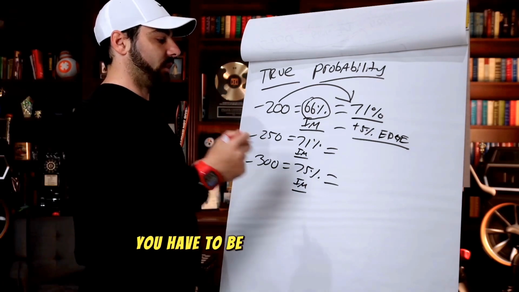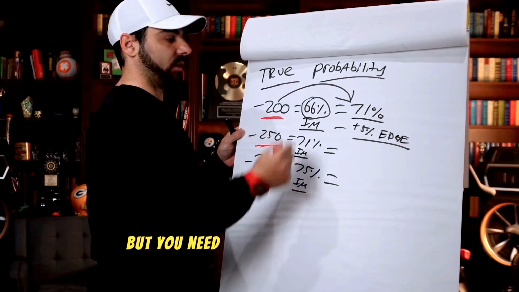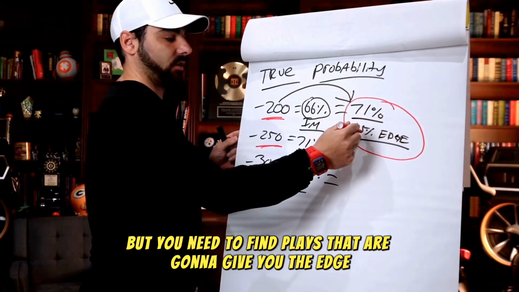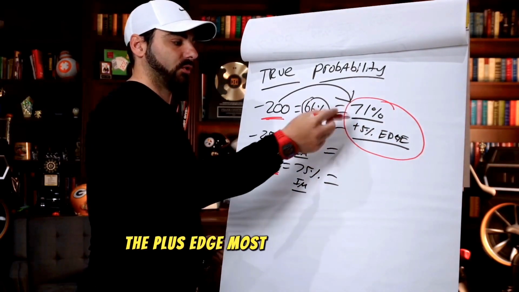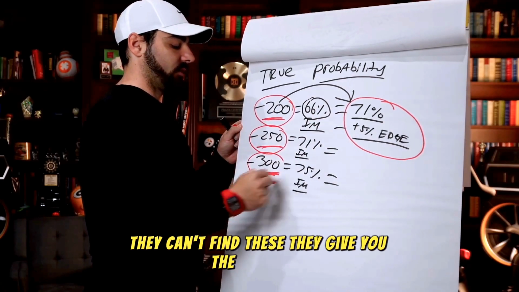Okay? You have to be able to find these type of numbers, but you need to find plays that are going to give you the edge, the plus edge. Most people can't find these plays, okay? They can't find these to give you the plus edge.